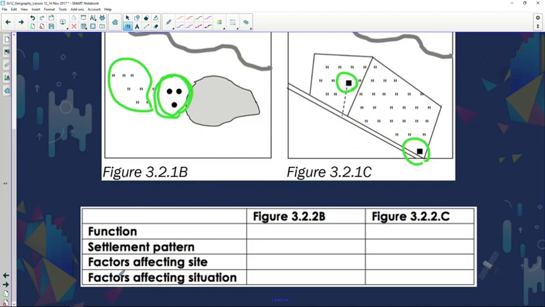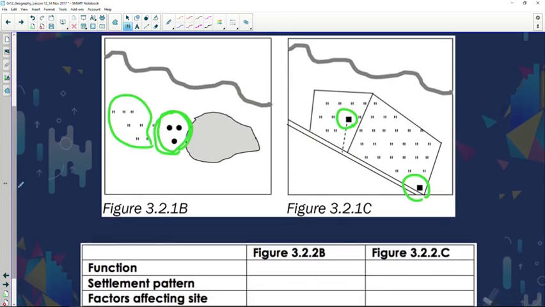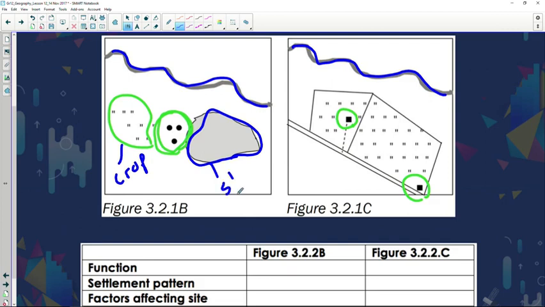Now, if you look at the factors affecting the site, why did they choose this location? As you can see, I assume over there is a river, so they are very close to a water resource to use for irrigation and drinking water to provide the stock with water. I assume this is being used for stock farming, and this is grazing land. So if you look at this pattern over here, this nucleated settlement does crop farming and stock farming, whereas this farmer only concentrates on crop farming.